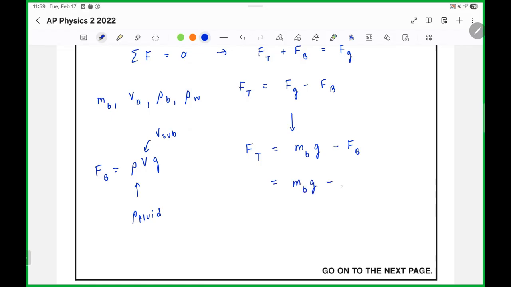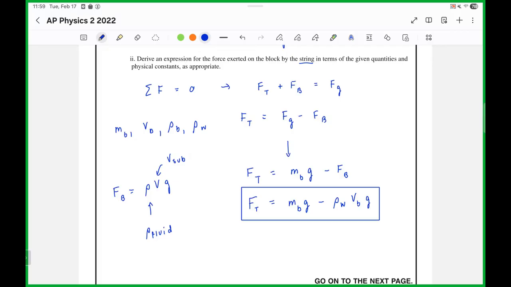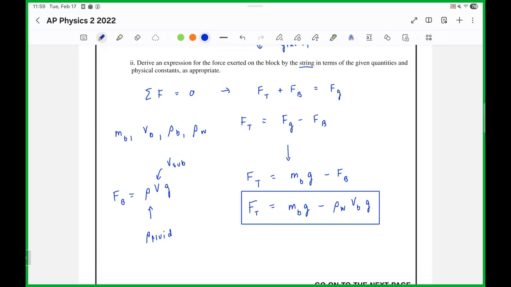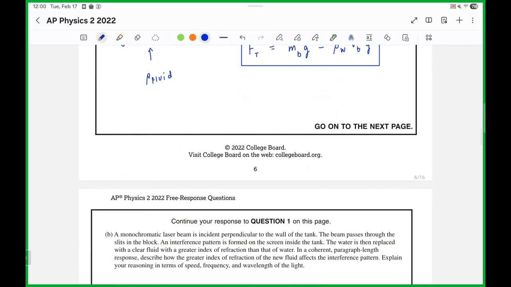And so we use rho water for our density, and for V submerged, we can simply use the entire volume of the block. And there we are left with our answer, namely that the force of tension is mgb minus rho water V block g. So that concludes part one. We've dealt with buoyancy. Let us move on to part B.